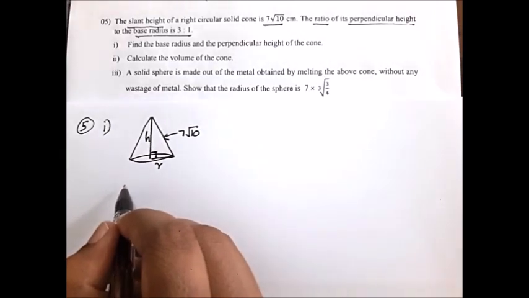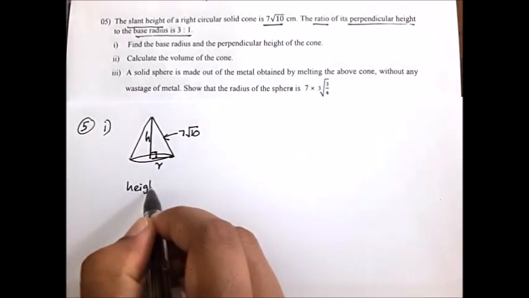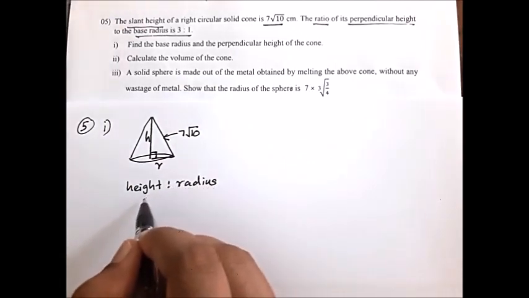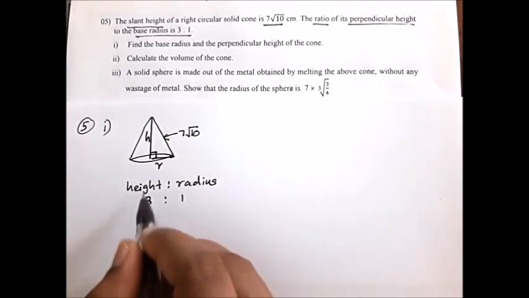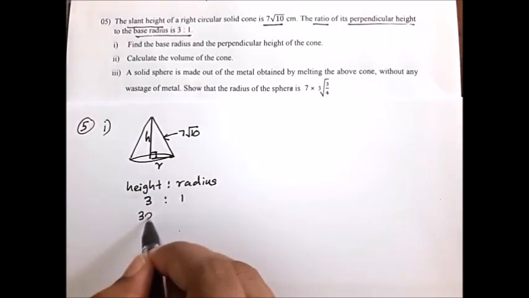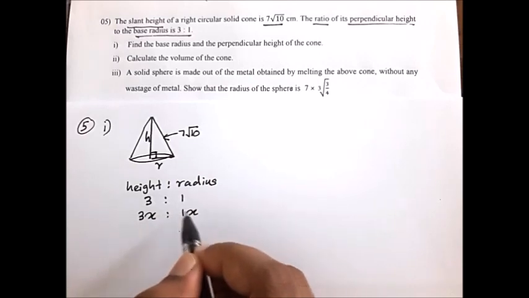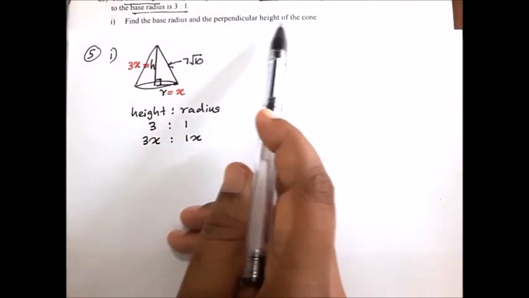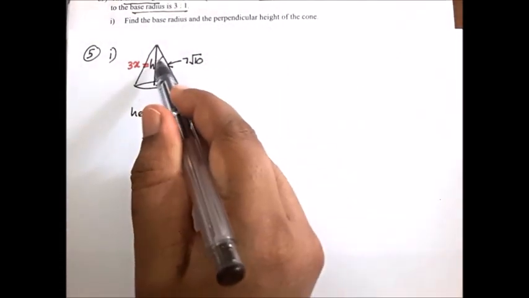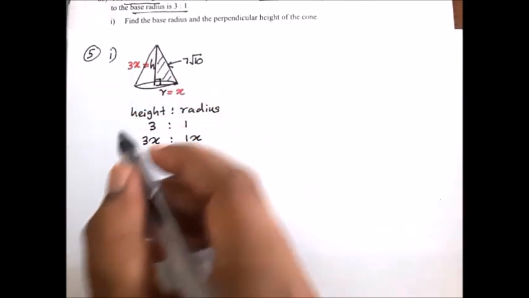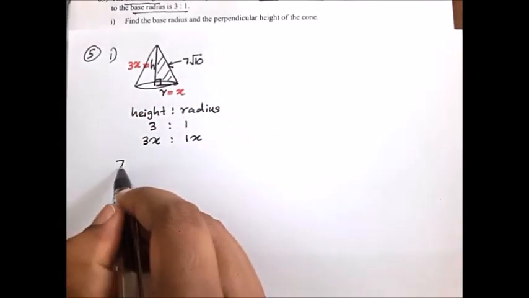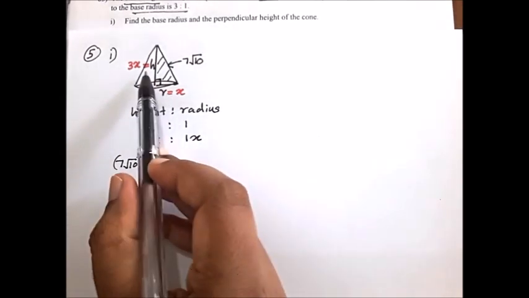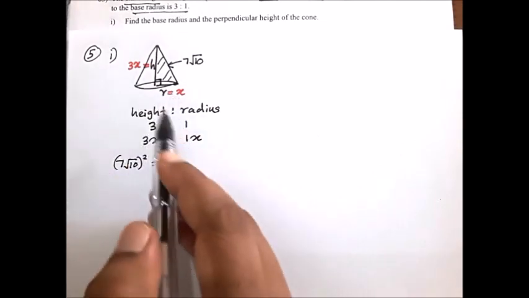The question says the ratio between perpendicular height to radius is 3 to 1. You can take the perpendicular height as 3x and radius as 1x. First part, find the base radius and perpendicular height. Now for this triangle, you can apply Pythagoras theorem. Hypotenuse is 7 times square root 10. Square of the hypotenuse is equal to the sum of squares of the remaining two sides. Here x and here 3x.